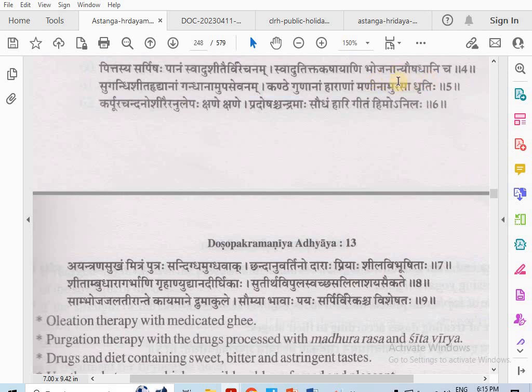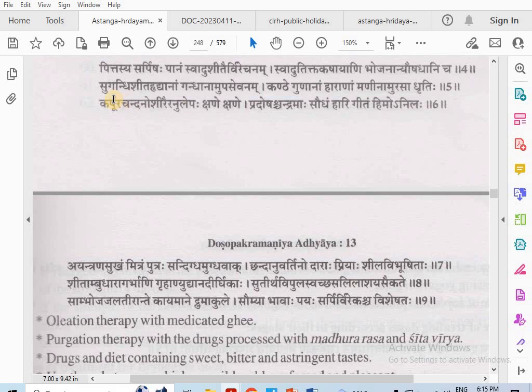Bhojanani aushadhani cha, two words. Bhojanani plus aushadhani. We know bhojanani is foods and aushadhani is drugs. So we should have food and drugs that have the sweet, bitter and astringent taste. Clear? Yan sandhi: bhojanani plus aushadhani, e changes to ya.